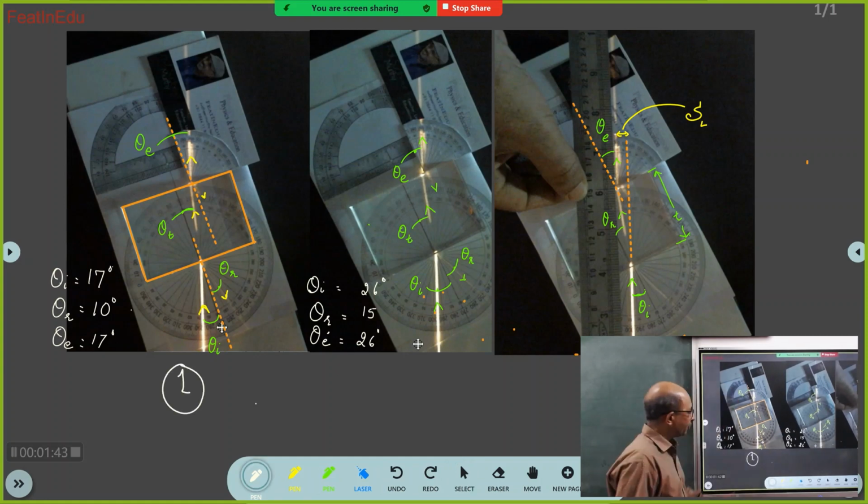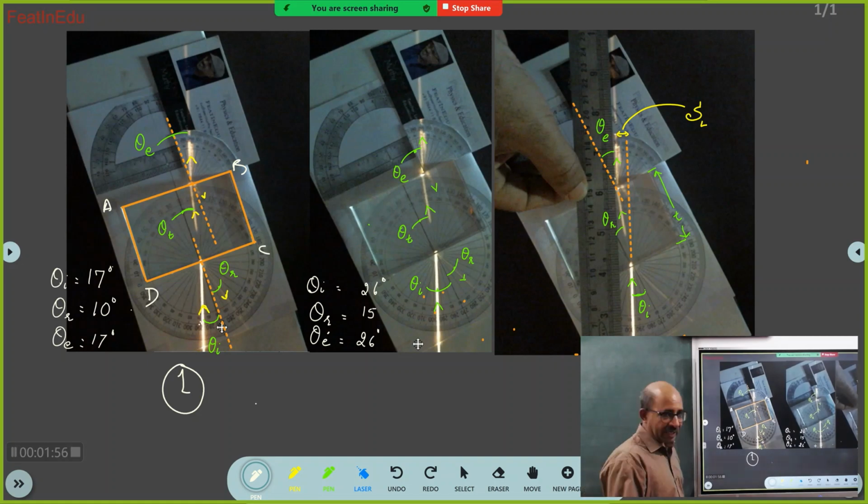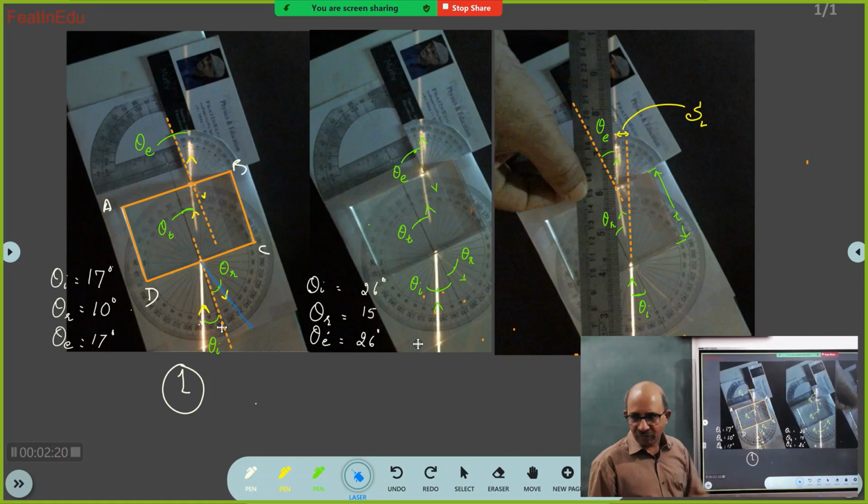I think it is quite evident. This becomes the incident ray. This is the slab A, B, C, D. This is the glass slab that we have kept, the rectangular glass slab. So this is the incident ray, as you can see here. And this line is the normal at this surface. You can see a thin line here. This is the reflected ray, that is part of the light that is getting reflected. We are not going to deal with that.